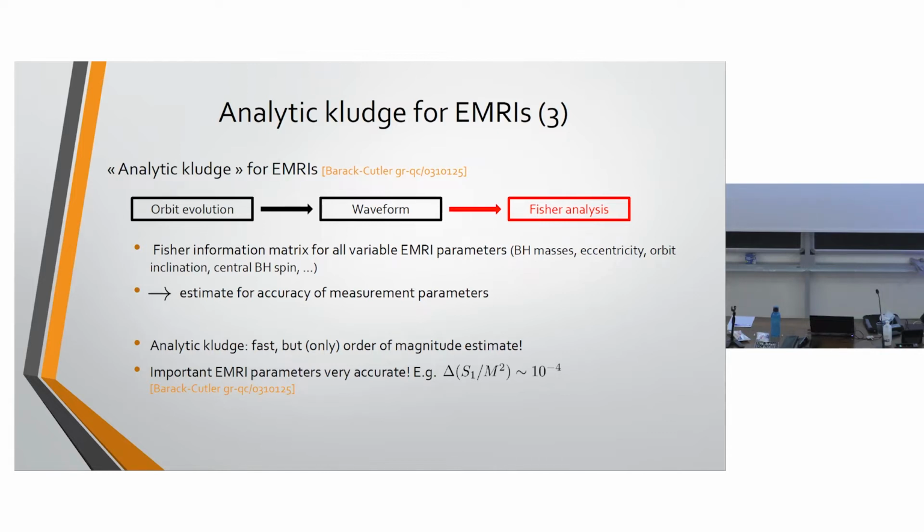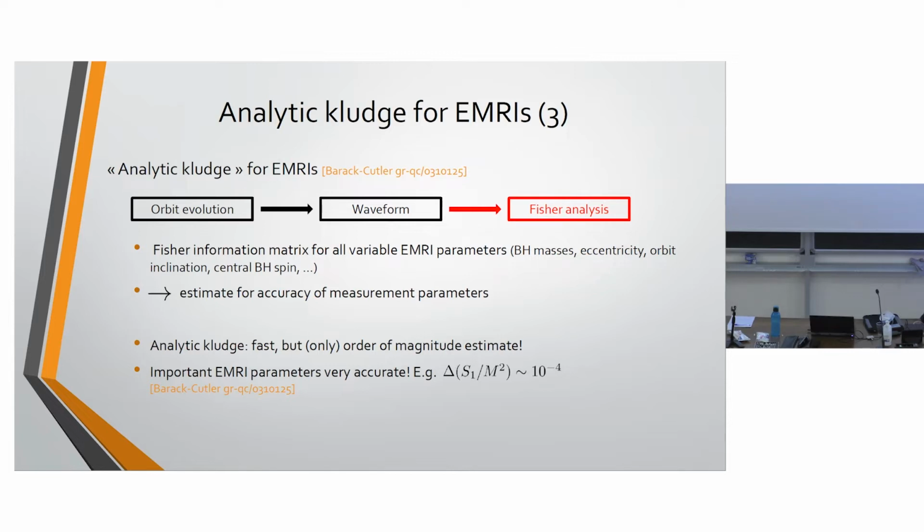Okay, so like I said, the analytic kludge, or kludge, is fast, right? It's fast, but it's rough, okay? There are much better ways of generating waveforms, much more accurate, but these are typically not harder, just more computationally expensive. And all we really want is an order of magnitude, okay? And so Barack and Cutler pioneered this, and they used this to estimate that, for MREs, we expect to measure the spin of the central black hole to within 1 part in 10 to the minus 4, right? Which is incredible, really, really accurate. This is, of course, much better than you can do with ground-based detectors. And the reason is because you have so much data, so many orbits.